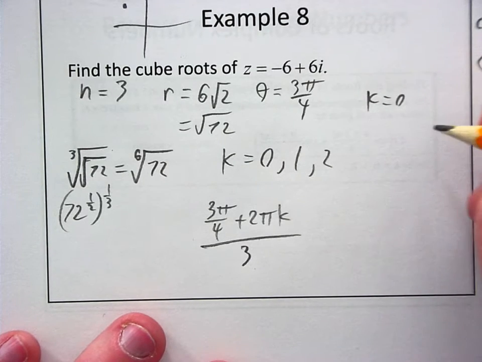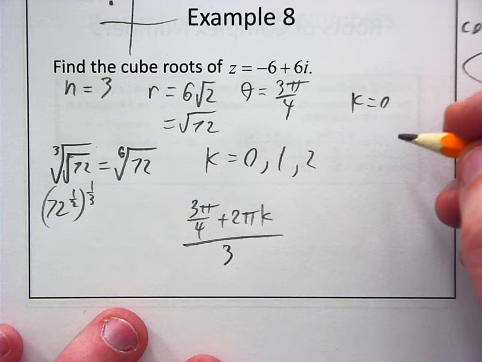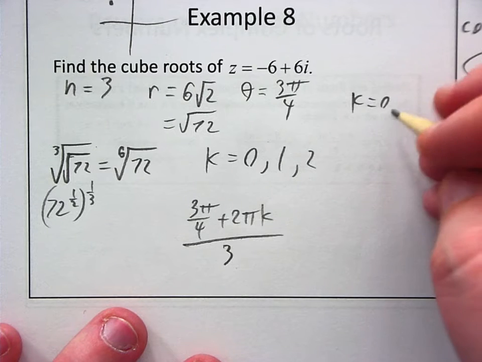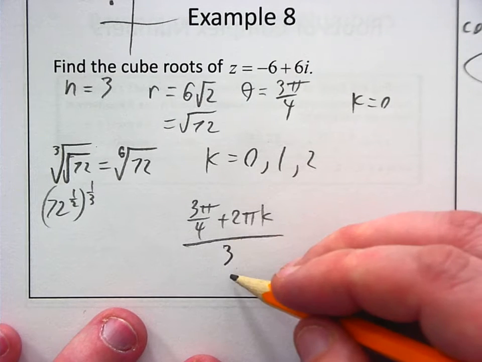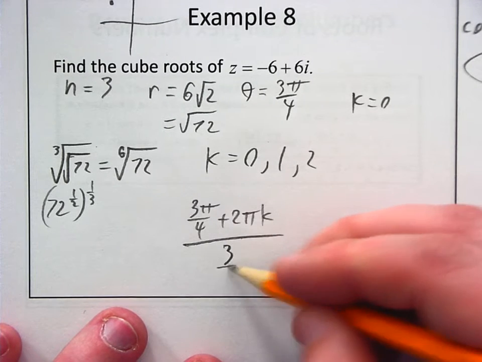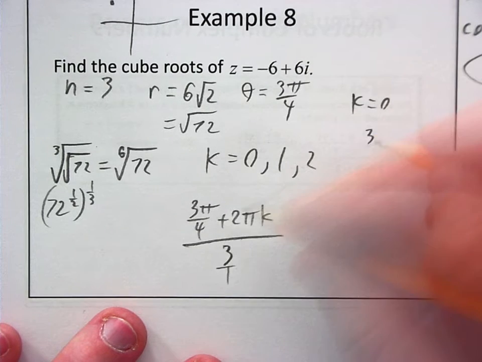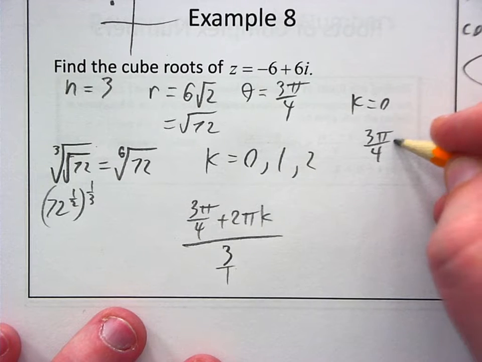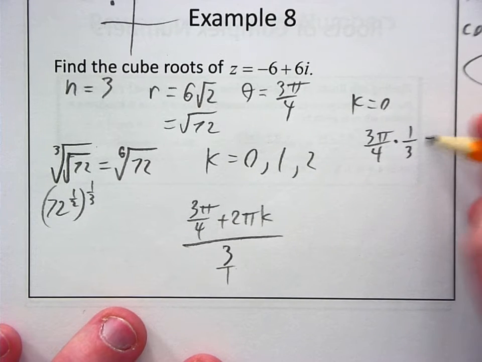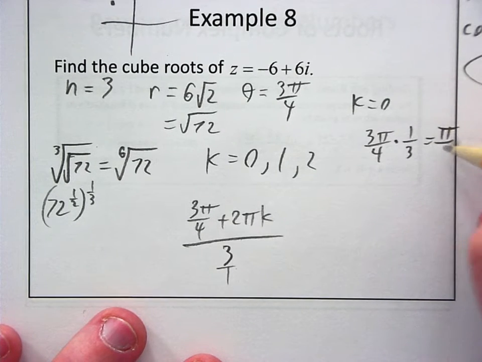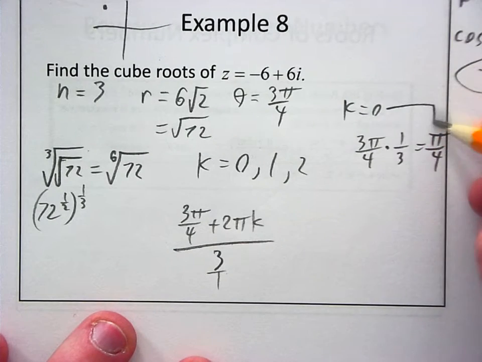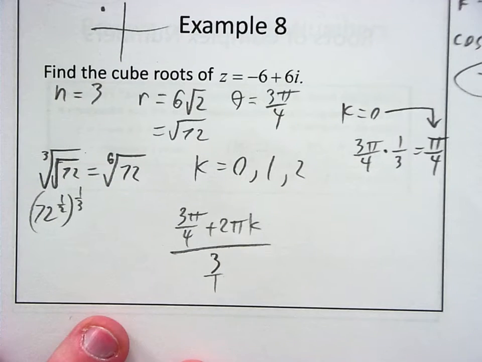k equals 0. If k equals 0, what do I end up with? I'm careful. It's dividing by 3, right? So that's actually dividing by 3 over 1. What that's doing, the 2 pi is gone. You have 3 pi over 4 times 1/3, 3 pi over 12, which simplifies down to pi over 4. So k equals 0, you have pi over 4 for that one.